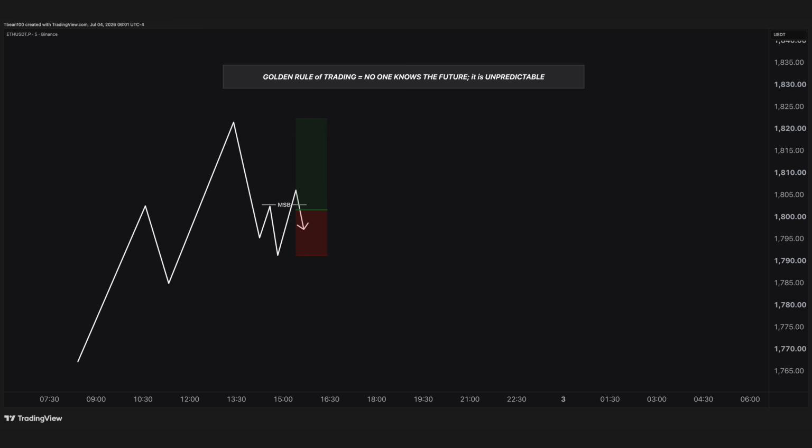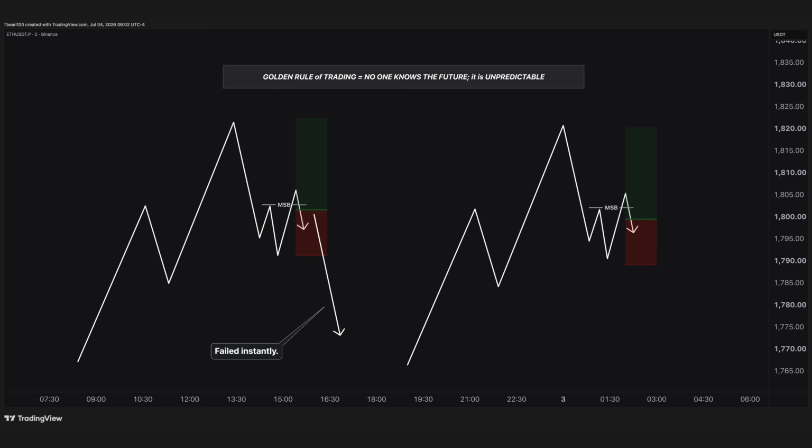Look at this trade on the left. You enter it, it is a great trade, but it just fails instantly. Now look at the second trade on the right. It is an identical setup, no change at all, but this time it didn't fail. It just took maybe about 24 hours to play out. So, what is the biggest lesson we need to take from this video?